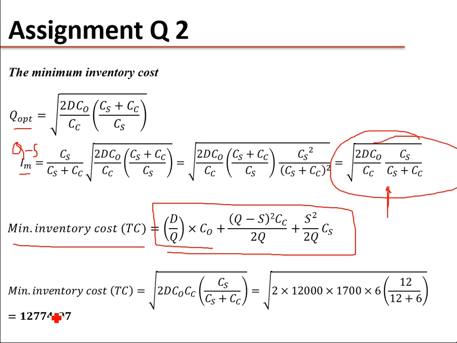And after solving this equation, we can directly go to this equation, that is the minimum inventory cost in the case of shortages allowed over there. So we can put directly over there. Now D value, demand is there, ordering cost is given, carrying cost is given, shortage cost is given, all the things are to be mentioned in the problem. So we can easily find the minimum inventory cost in this case, and it comes out to be 12,774.97 is the minimum inventory cost over there.